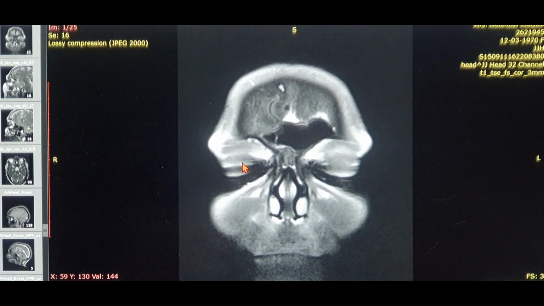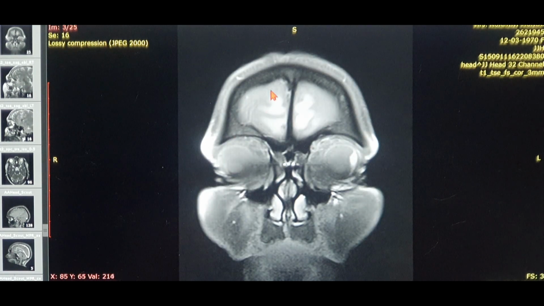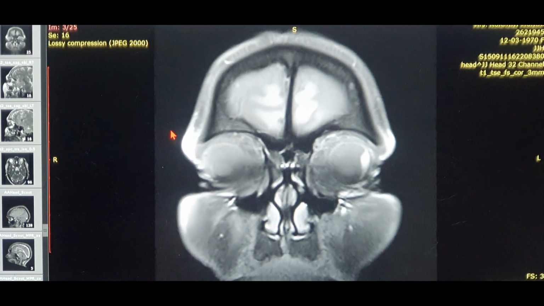Now this is the most anterior aspect. In this case, the bone is not going to be visible. It's all about the soft tissue and the fluid content in the sinus. If we keep on going posteriorly, you can see the frontal lobe of the brain over here. You can see the frontal sinus over here. Let me zoom this for you.